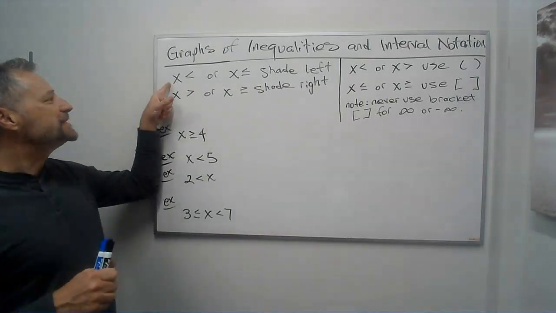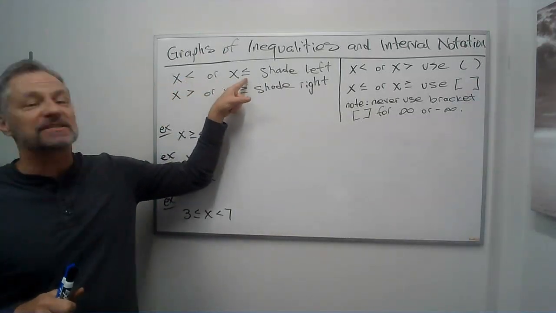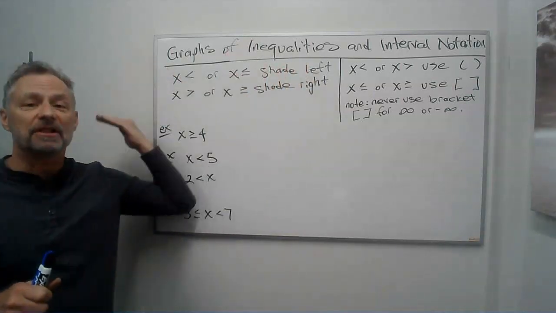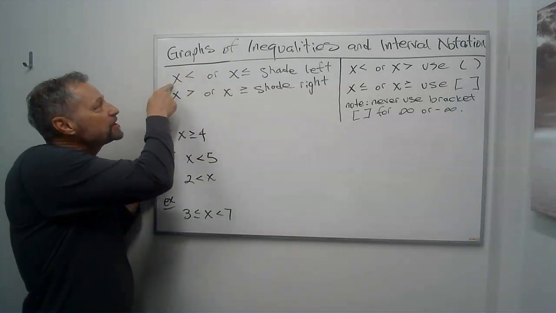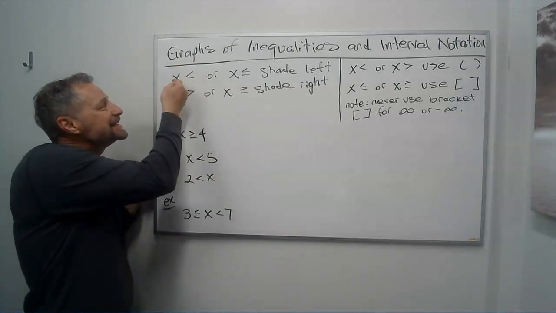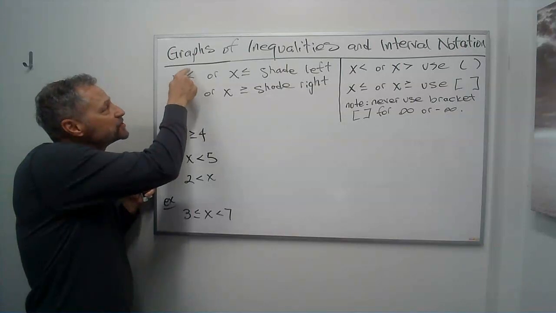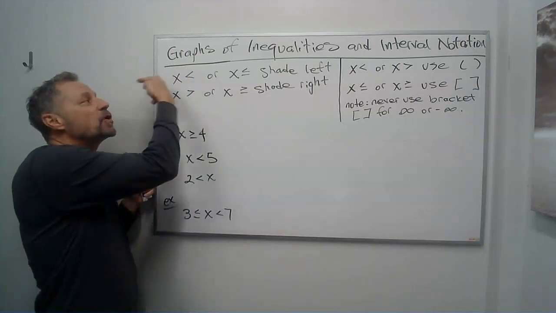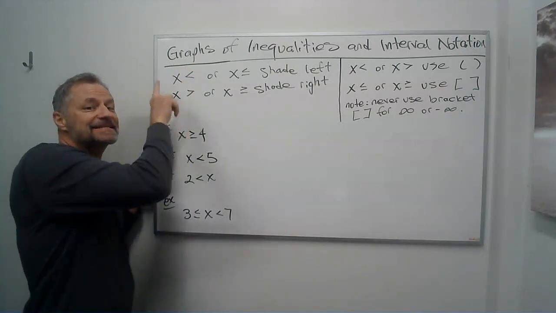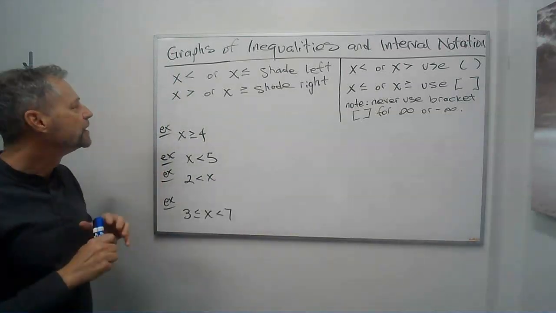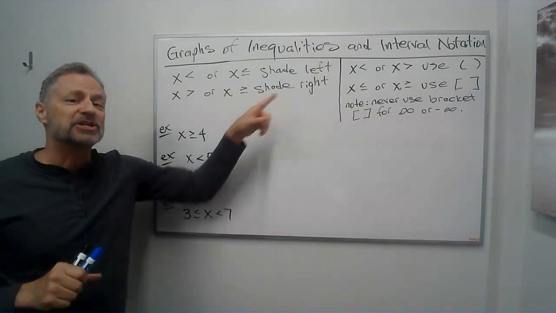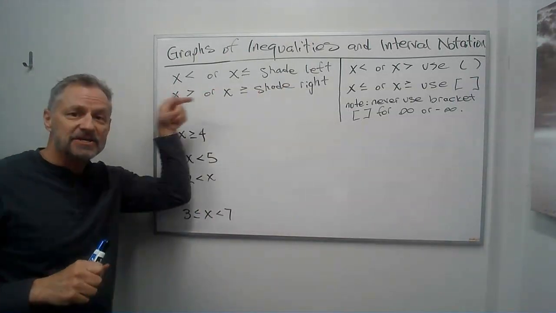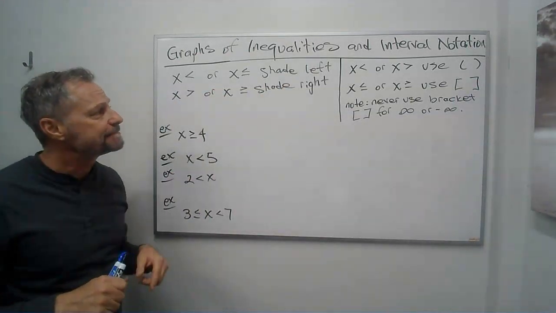Okay, so when we see x is less than or x is less than or equal to, we're going to shade to the left. One thing that I think helps is the inequality. As long as x is on the left, the inequality is facing the way the arrow is. So if you can see that as an arrowhead, that means, oh, I'm going to graph to the left. Again, the x has to be on the left for that to be true. If I have x greater than or x greater than or equal to, I'm going to shade to the right. Again, it's pointing to the right, so that's the way I'm going to shade.